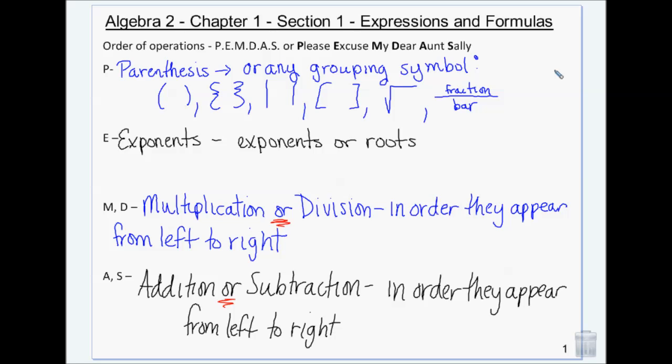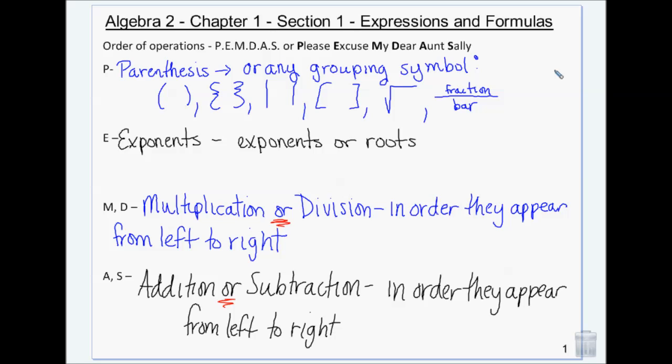exponents come second, and it's not just exponents though, it's also roots. So if you had something that needed to be squared, you'd square it, but if you had something that you needed to take the square root of, you'd do that next too. So those two have the same value.